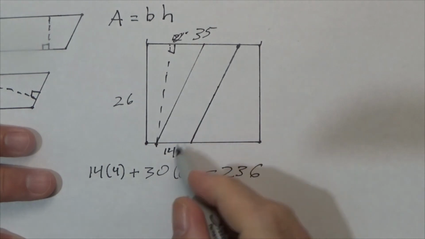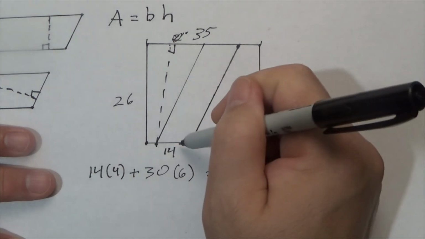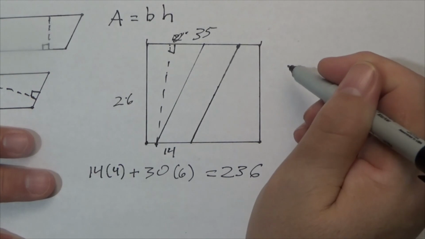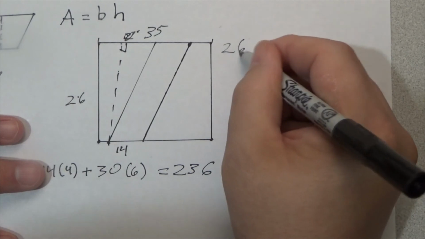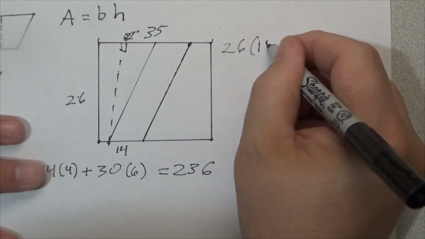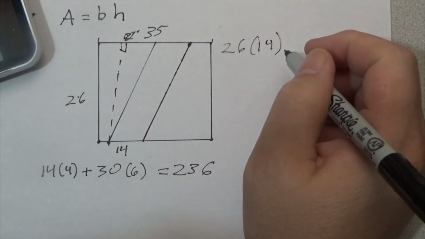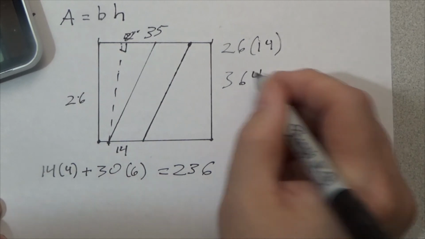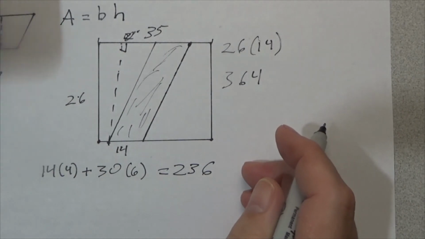It's not 26. I can use this as the base right here. Now the height comes from the distance from here to here, which is 26. So the area of this parallelogram is 26 times 14. So 26 times 14 is 364. So the whole area in here is 364.